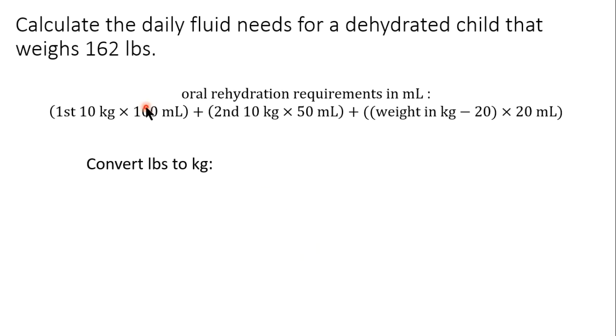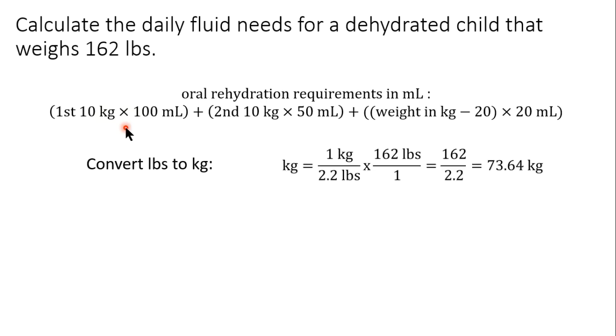So this all is in terms of kilograms, so we convert the pounds to kilograms. So kg equals the conversion factor, 1 kilogram over 2.2 pounds, times the weight, 162 pounds over 1. Pounds cancel out, and we have 162 divided by 2.2, which gives us 73.64 kilograms.